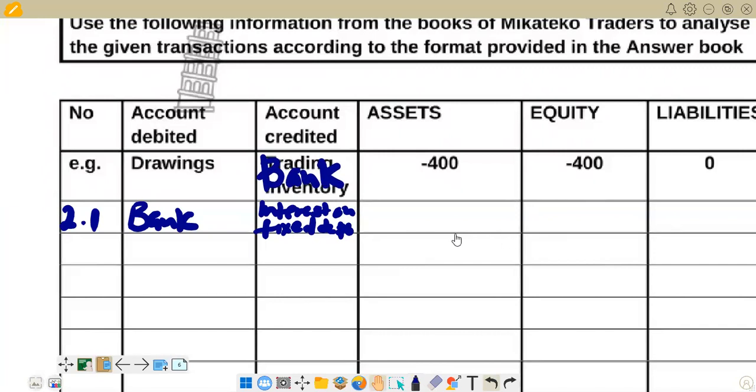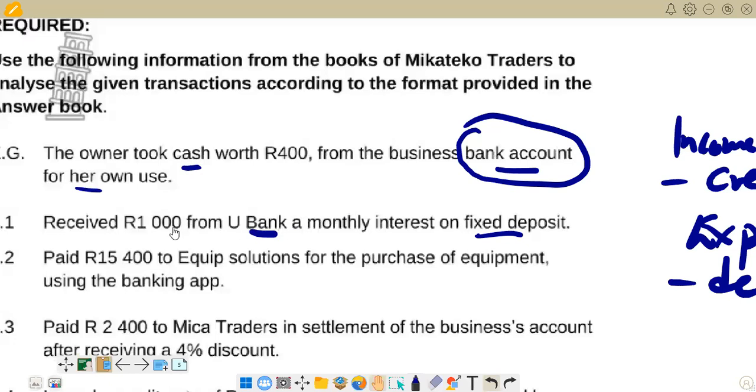So that's the issue that we have there. We are going to see a plus in terms of assets, and then we also see a plus in terms of equity. So I will go and check the figure that we have there in terms of this transaction. We have got 1,000, so it's plus 1,000 for assets and a plus 1,000 for equity.